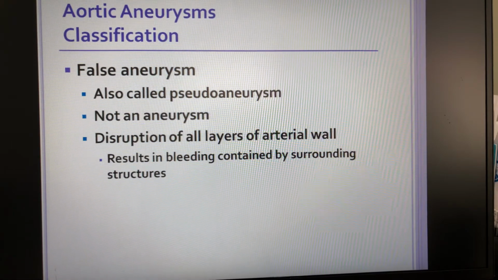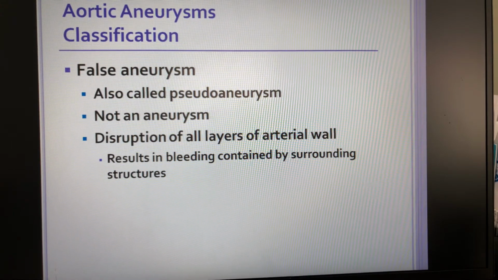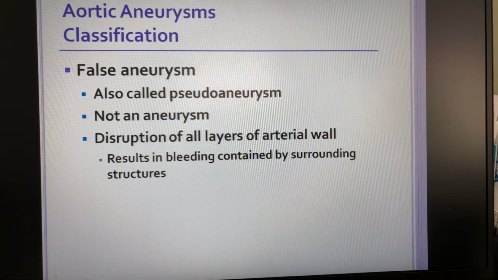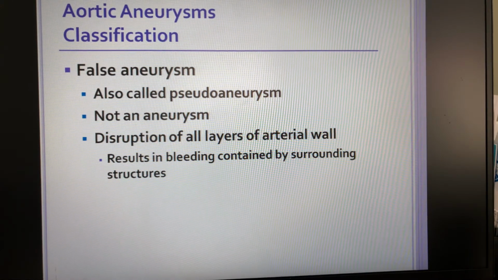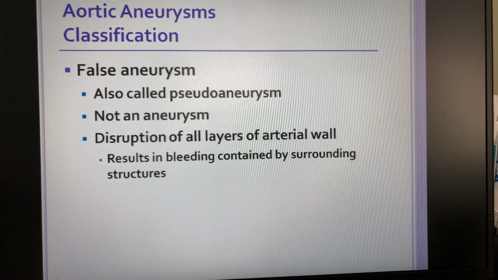Now, our classifications: under false aneurysms, they may result from trauma or infection, or may occur after peripheral artery bypass graft surgery at the site of the graft to artery anastomosis, where they actually connect the site to the graft.